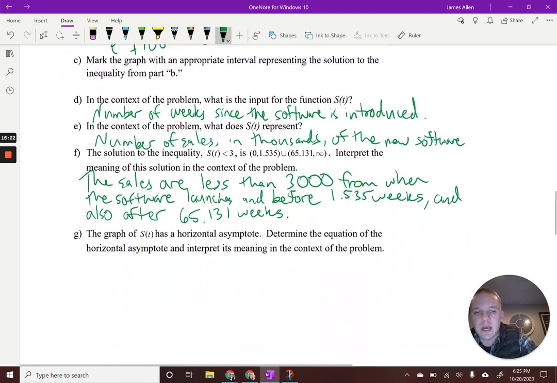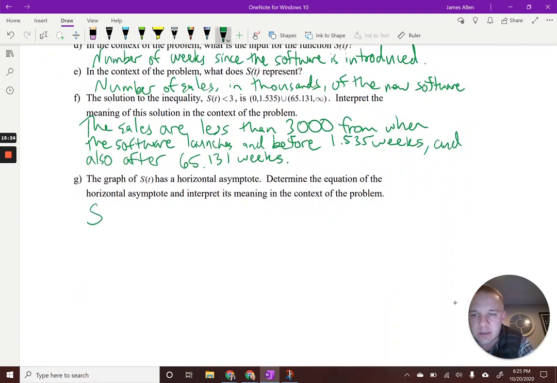Since we labeled our axes S and T, I'm going to go with S of T is equal to 0 as my horizontal asymptote. More importantly, what does that mean in the context of this problem? Well, that means as time goes on, what are our sales approaching? 0. Nobody's buying Windows 95 anymore. Or maybe one person did, which is why it never gets to 0, right? Maybe some dude's like, hey, man, I want that Windows 95 back.